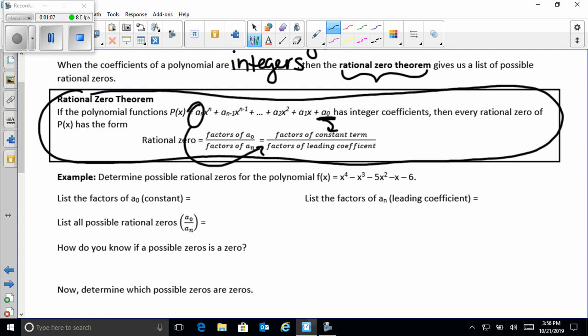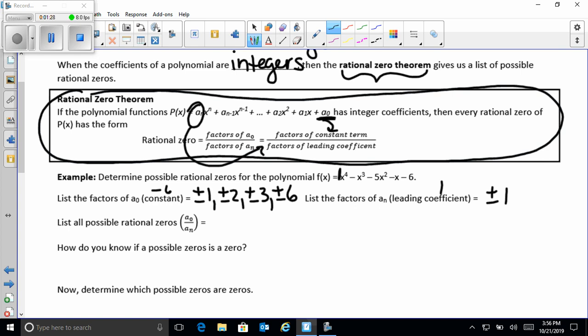So if we look at this example here, our constant's -6. So what are the factors of -6? Plus or minus 1, plus or minus 2, plus or minus 3, plus or minus 6. And then our leading coefficient is 1. So what are the factors of 1? Plus or minus 1. So that's kind of an easy one.